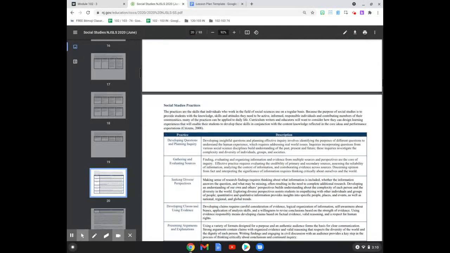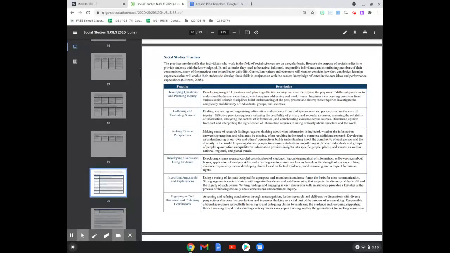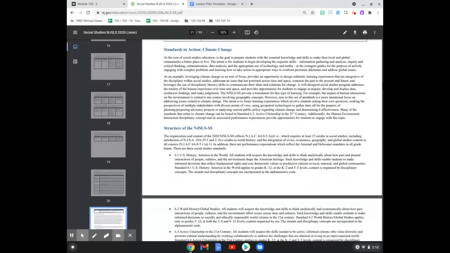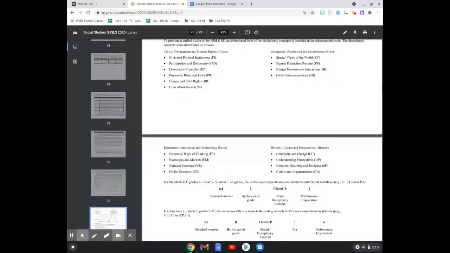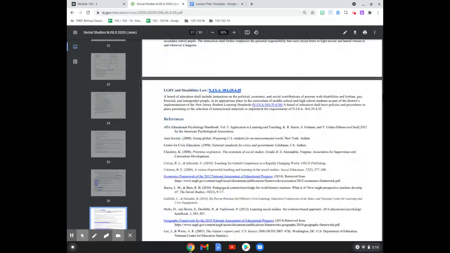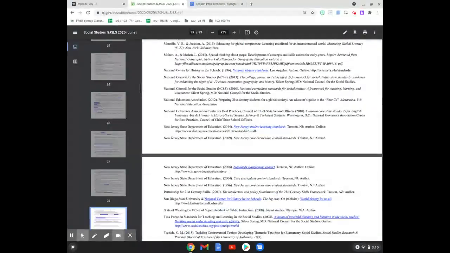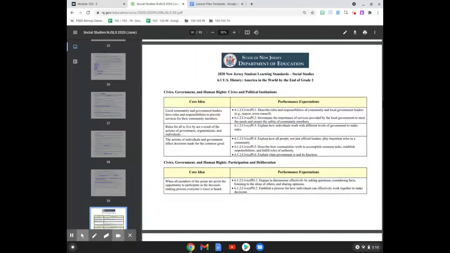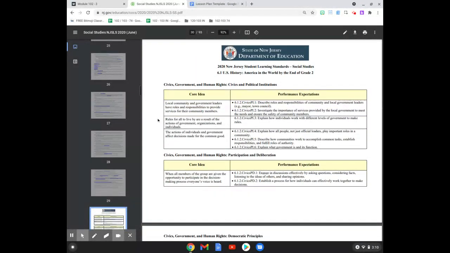Now, what is this? Social studies practices, right? Developing questions, gathering and evaluating sources. We're not even in the standards area yet. All right, now we're getting to some standards. Now we're starting to look at what is going on. So here we go. All right, core ideas, performance expectations.